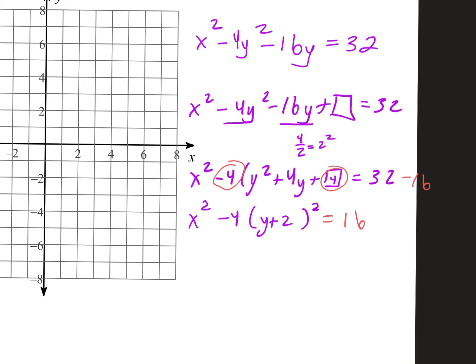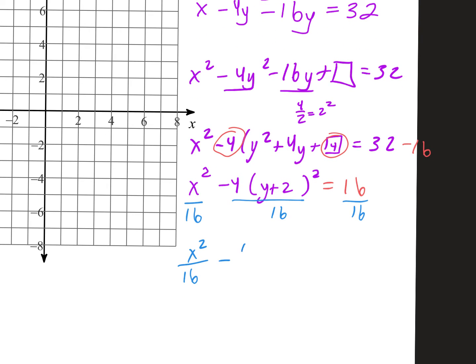16. Are we in complete standard form of a hyperbola? No. What should it equal? Should equal 1. So what can I divide everything by so this equals 1? 16. Good. So I have x squared over 16 minus what? y plus 2 squared over 4. Perfect. Equals 1. Now you guys can tell me a gajillion things.